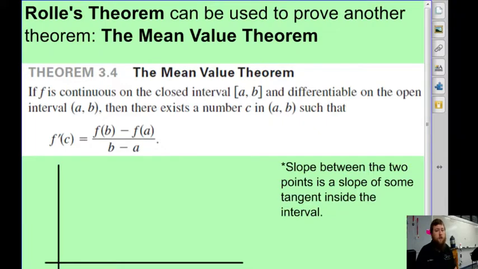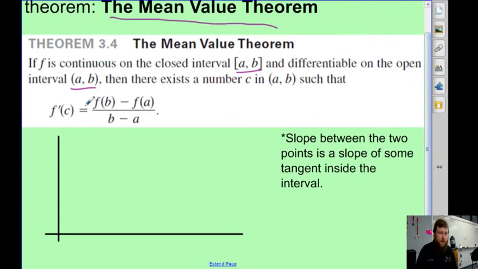All right, Rolle's theorem can also be used to prove something called the mean value theorem. Some people say that this is one of the most important theorems in calculus, so pay attention to this. It says f is continuous on a closed interval [a, b] and differentiable on the open interval (a, b), just like Rolle's. There exists a number c in (a, b) such that f prime of c equals f of b minus f of a over b minus a. What is that? You might have seen this before.